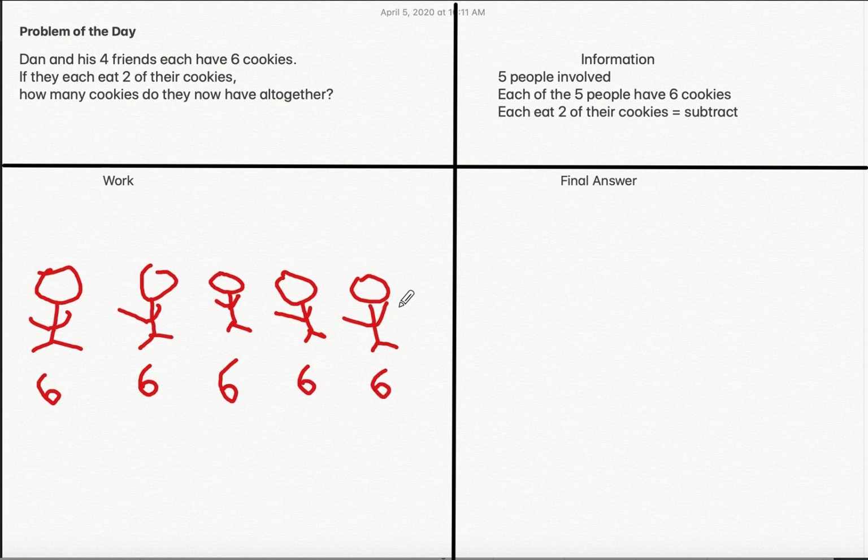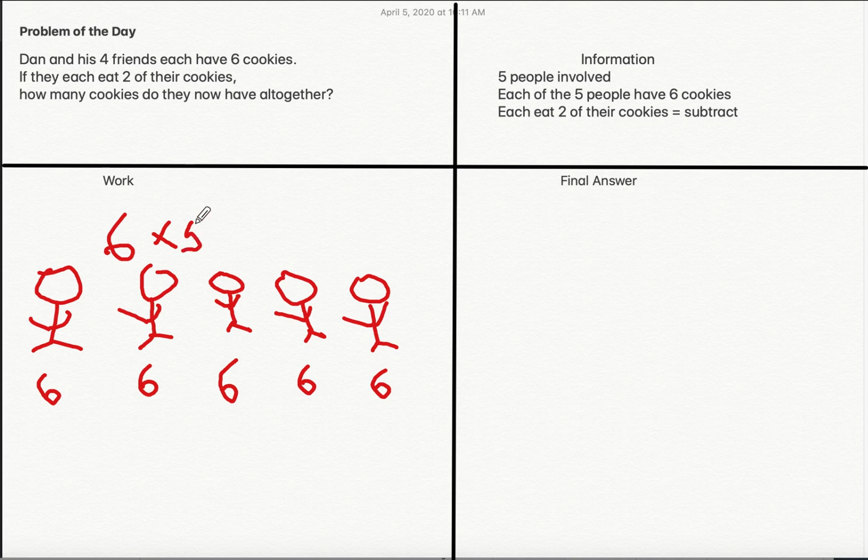So, first off, how many cookies do they have? I have 6, 6, 6, 6, and 6. What does it look like to you? Kind of looks like repeated addition to me, also known as multiplication. What am I multiplying? 6 times what? 1, 2, 3, 4, 5. So what's 6 times 5?